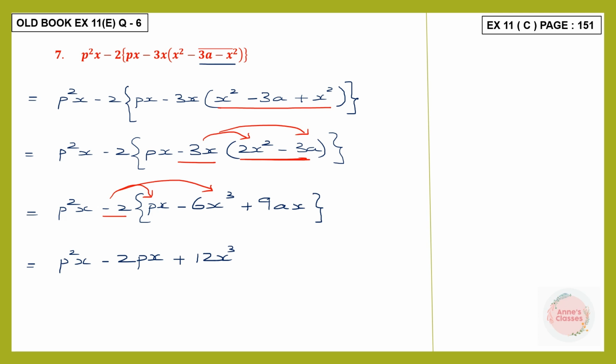Then here what do we have? Minus 2 into plus 9ax. Minus into plus is minus. 2 9's are 18 and we have ax.